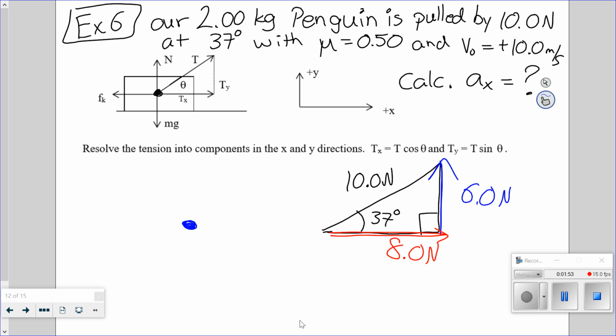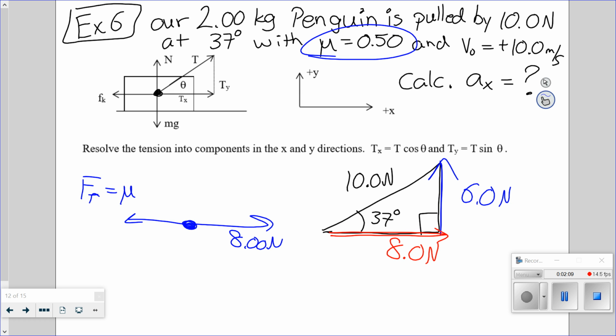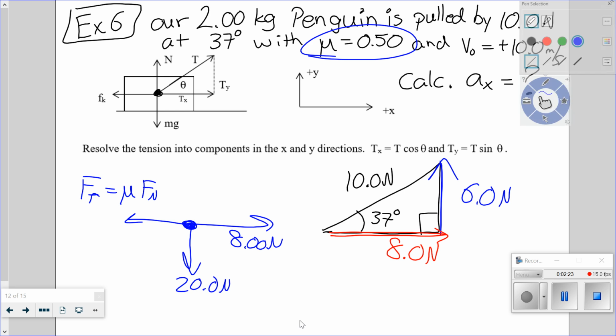Okay, but this time we have to have our 8 newtons this way to the right. We have some force of friction back. So now we have a mu that's not 0, it's 0.5. So the force of friction is mu times the normal force. We definitely have gravity, which is going to be 20 newtons, 2 kilograms times 10 for gravity. Oh, but how much is that normal force? Is it also 20?